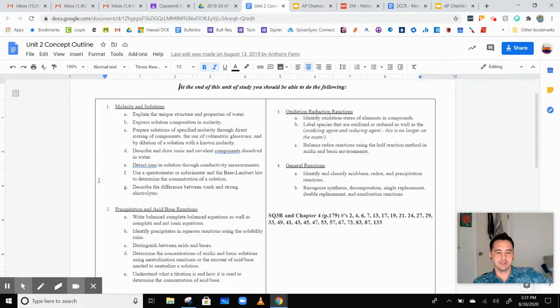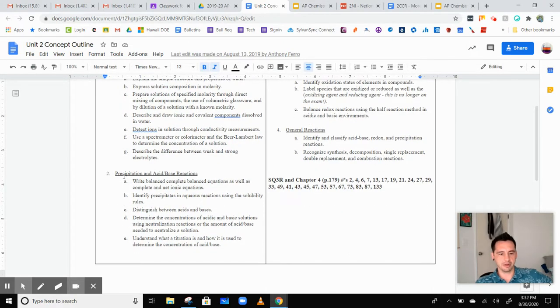So here it is. We start with molarity and solutions. We're going to talk about the unique structure and property of water, and talk about what molarity is. I know you guys did some molarity and dilutions practice already, and we're going to continue that a little bit later on. We're actually going to talk about it today in the notes, and then we'll practice it a little bit more later on.